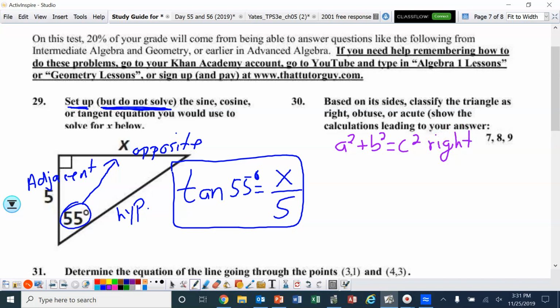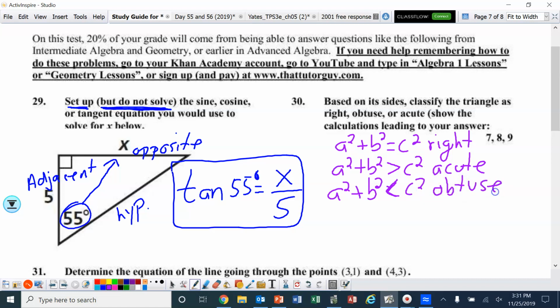Now, sometimes that's not always true. For example, if a squared plus b squared is greater than c squared, what type of triangle is that going to be? In this case, it's going to be an acute triangle. That would mean all angles are less than 90 degrees. Okay, all angles are less than 90. The third scenario is if a squared plus b squared is less than c squared, that would be an obtuse triangle. Now that means one of the angles would be greater than 90.